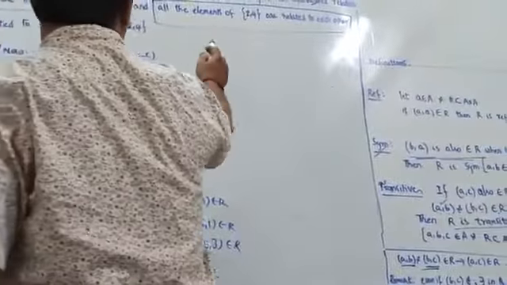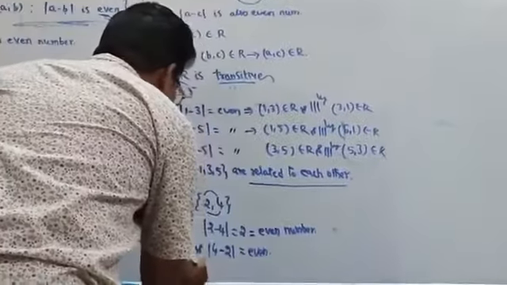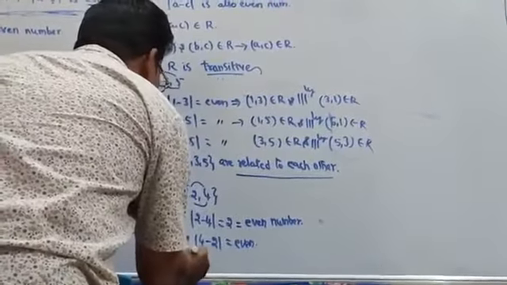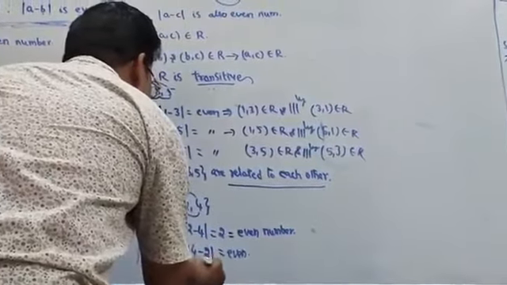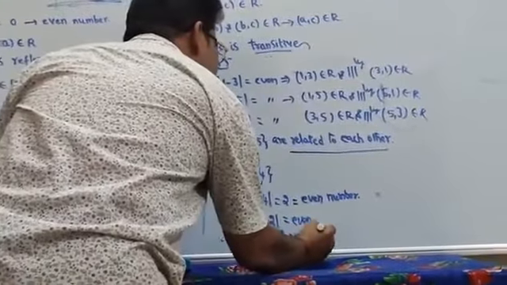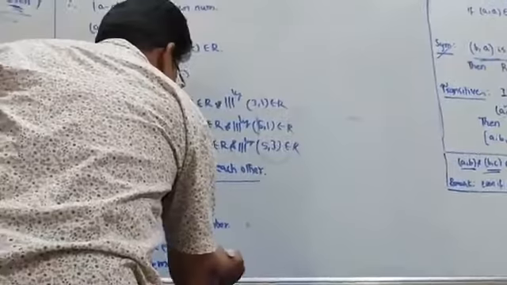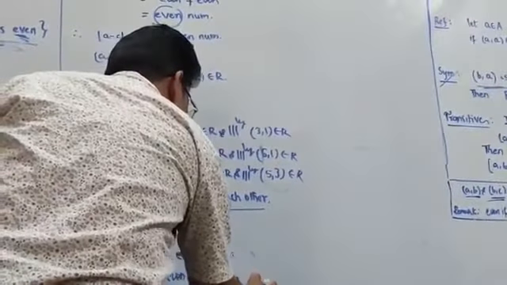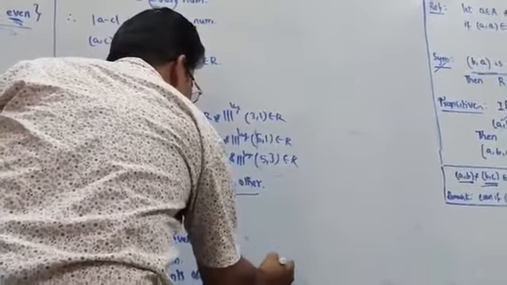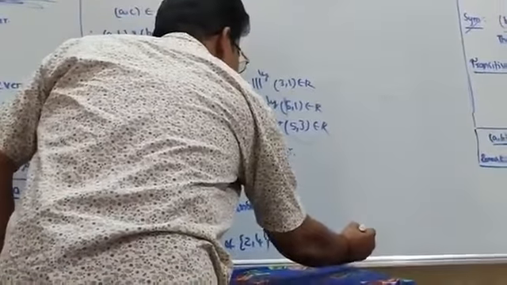Therefore, same result: all the elements of the set {2, 4} are related to each other.